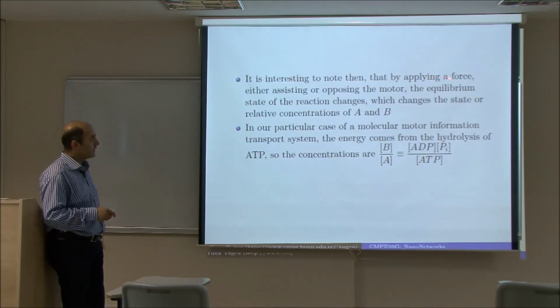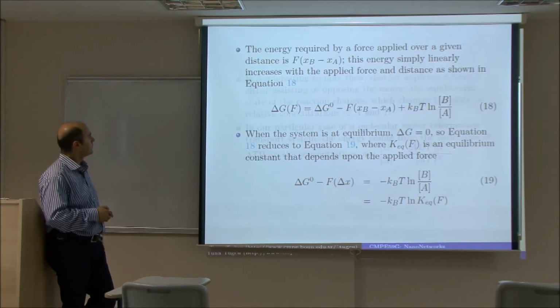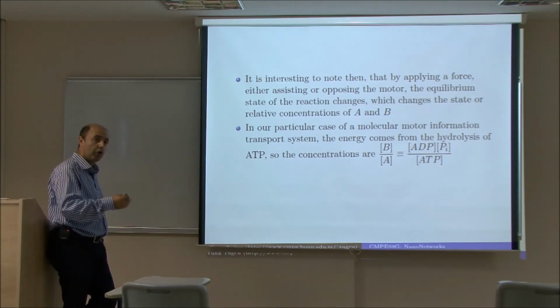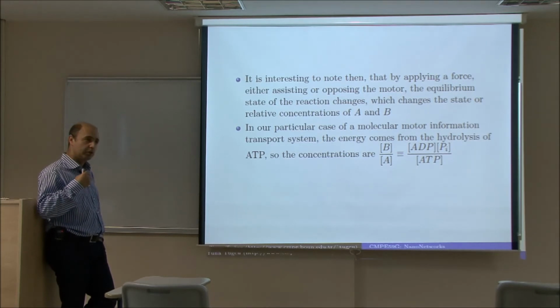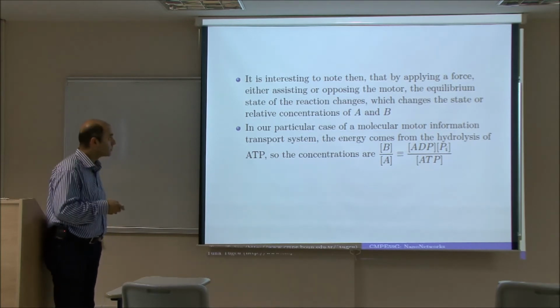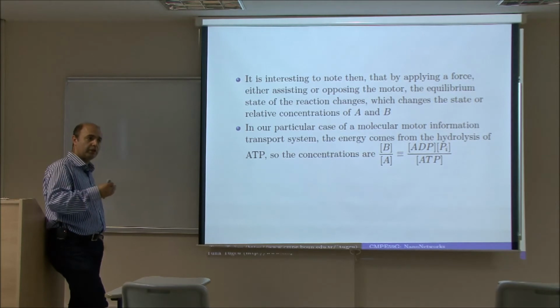So, what we see from here is the following. We note that by applying a force, the force F here, either in the direction of the movement of the motor or in the reverse direction, so either helping the motor to move forward or preventing the movement of the motor, the equilibrium state of the reaction changes. In other words, this external force exerted on the motor has some effect on the direction of the chemical reaction, which changes the relative concentrations of A and B.